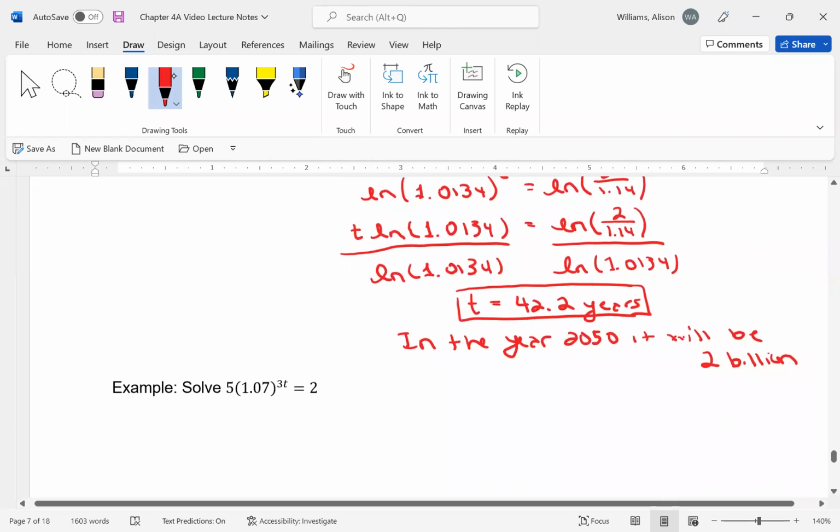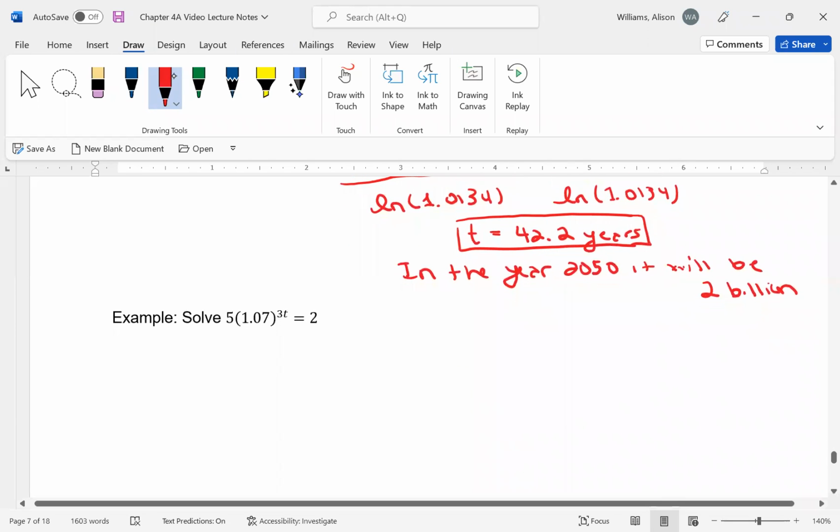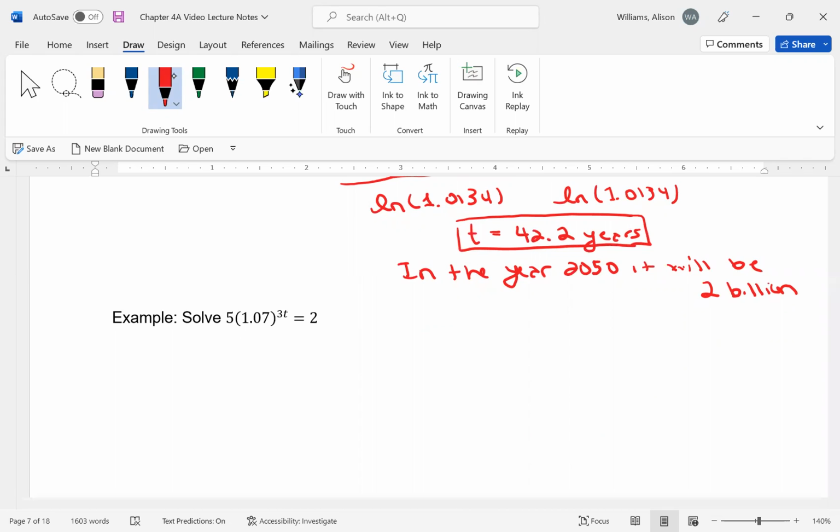Okay, so let's try another one, another equation to solve. We're just going to keep practicing using logarithms to solve equations here. Since I've already let you know that we favor natural log, I'm going to probably use natural log from here on out, but you can use log. There's nothing wrong with that.